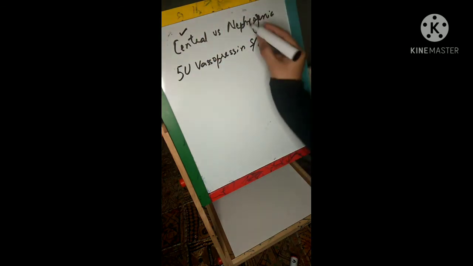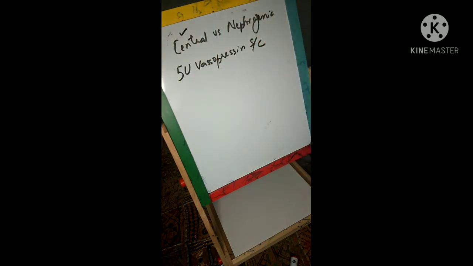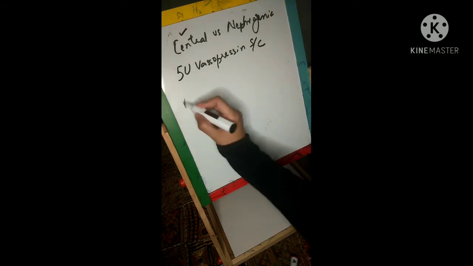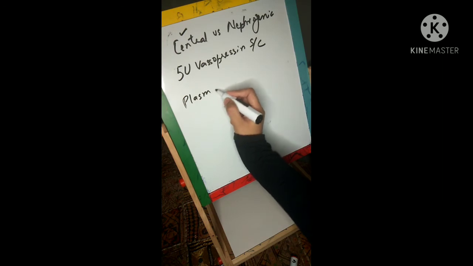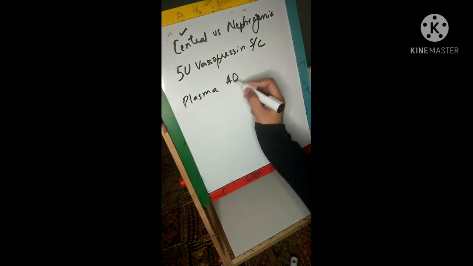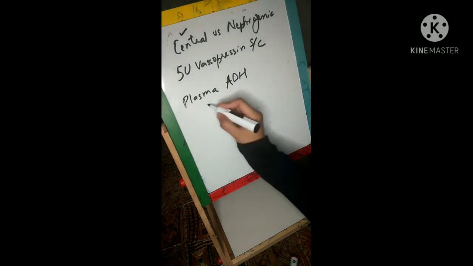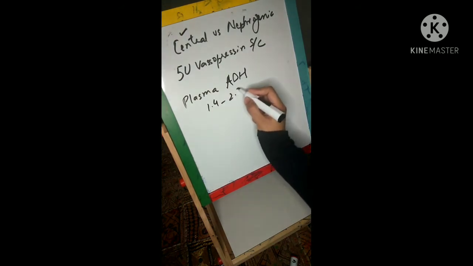So what you have to do is you give 5 units of vasopressin subcutaneously. In case of nephrogenic diabetes insipidus, there will be no effect. While in case of central diabetes insipidus, there will be reduced urine output and the osmolality will increase.